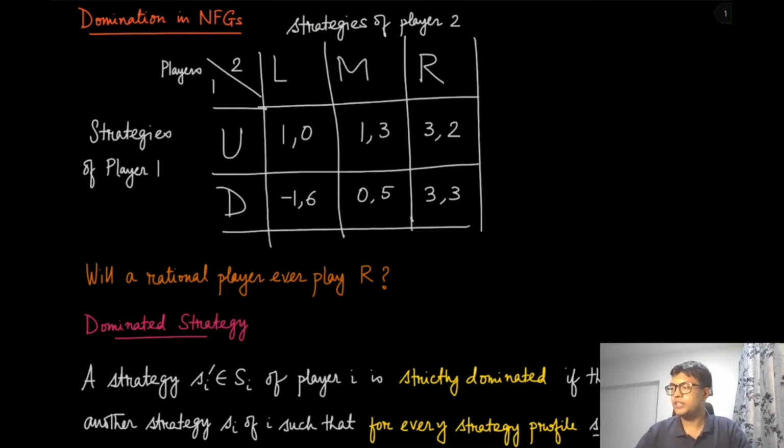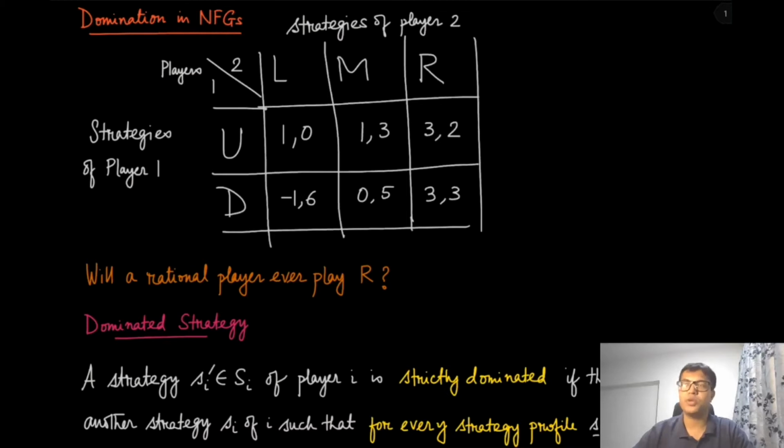So let's look at this game matrix. Player 1 and 2. Player 1 has two strategies, U and D, and player 2 has three strategies, L, M, and R. And the numbers represent what their payoffs, utilities, are. Now let us look at these numbers a little more carefully, and let us try to argue whether a rational player who always tries to maximize its utility will ever play the strategy R.